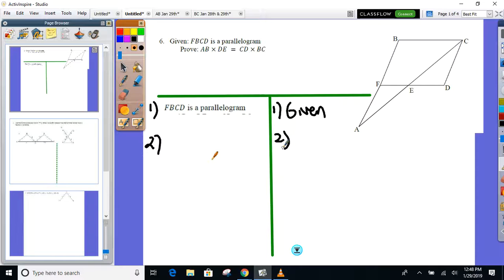First thing we got to figure out, how's this proof going to end? All right, how's this proof going to end? Look at the proof statement. Just by the proof statement alone, how's this proof going to end? With what?